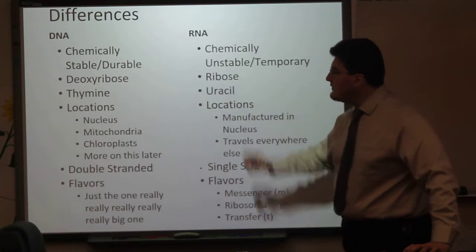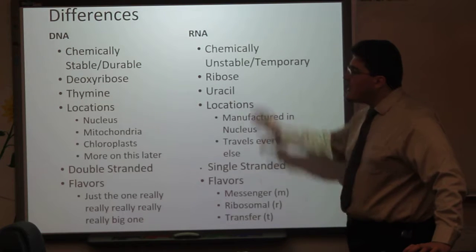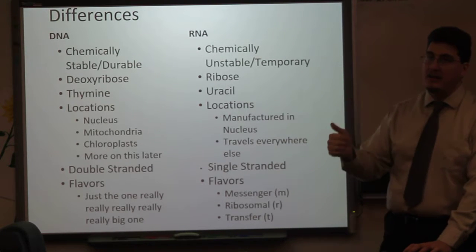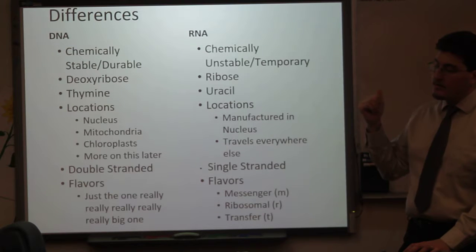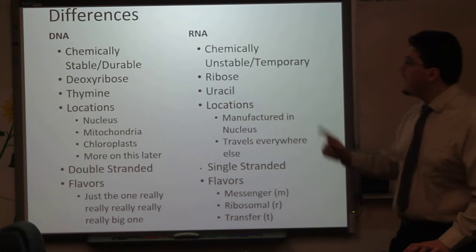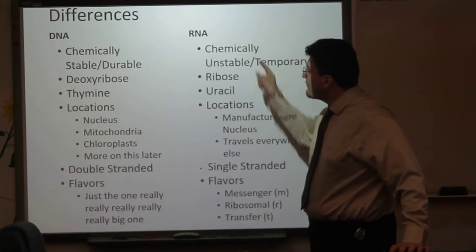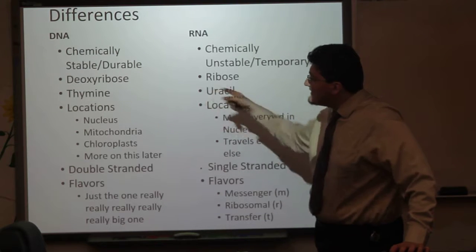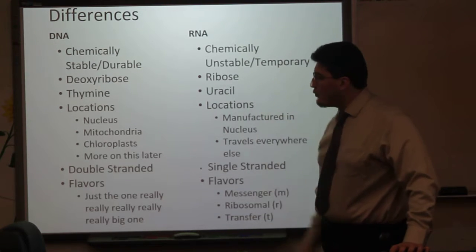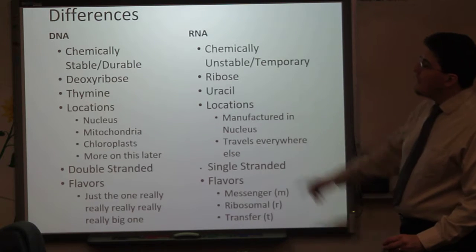DNA contains thymine, and RNA contains uracil. They both contain adenine, cytosine, and guanine. But DNA contains thymine, whereas RNA contains uracil. That distinction is important and worthwhile for you to recall.